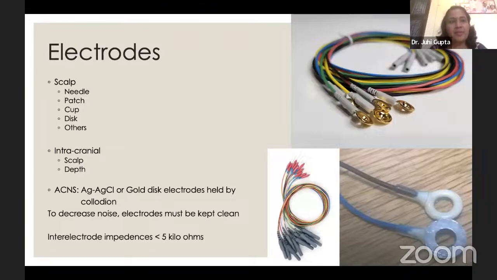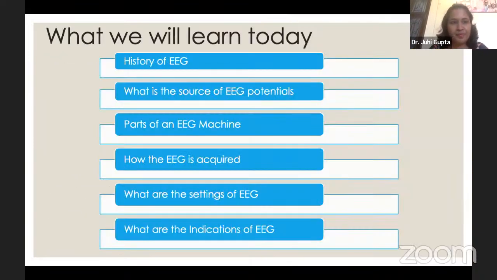Looking at the electrodes, there are many types of electrodes. In scalp EEG, we have needle electrode, patch, cup, disc, and others. In intracranial, which is invasive EEG, we have subdural and depth electrodes. But most commonly, we use these types of electrodes. These are cup electrodes. As per guidelines, silver chloride or gold disc electrodes are recommended. To decrease noise, these electrodes must be kept clean. After doing every EEG, you can have these electrodes dipped into water so that they are kept clean of the gel that you're using. And the electrode impedance should be less than 5 kilo ohms.